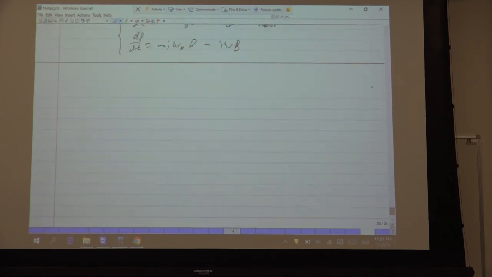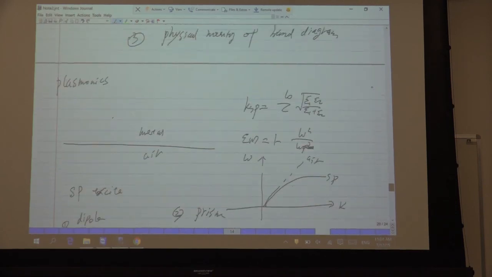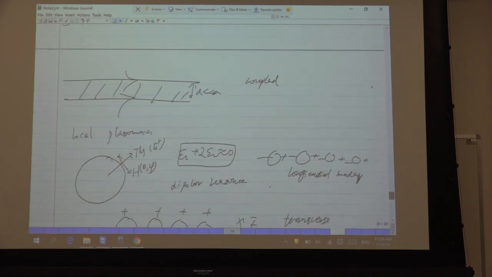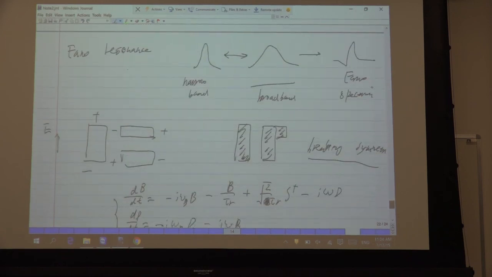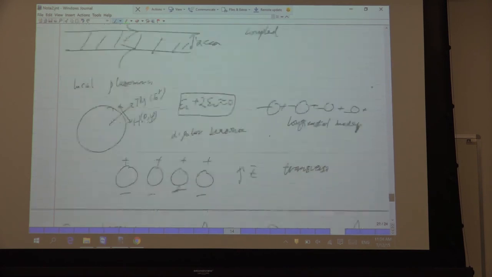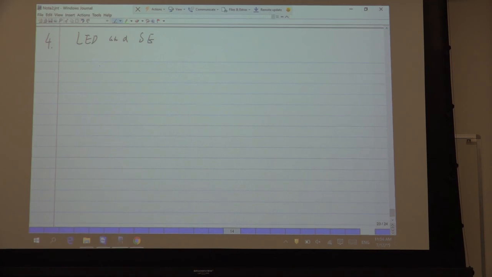Then we go to the last part, the LED and the spontaneous emission. For surface plasma, I say again, it has how to write this dispersion relationship, how to excite the surface plasma, and how to use the breaking symmetry technique to excite Fano resonance. We have some questions about this. Not difficult. The LED and spontaneous emission is the most difficult chapter. I believe most students are confused by this chapter.